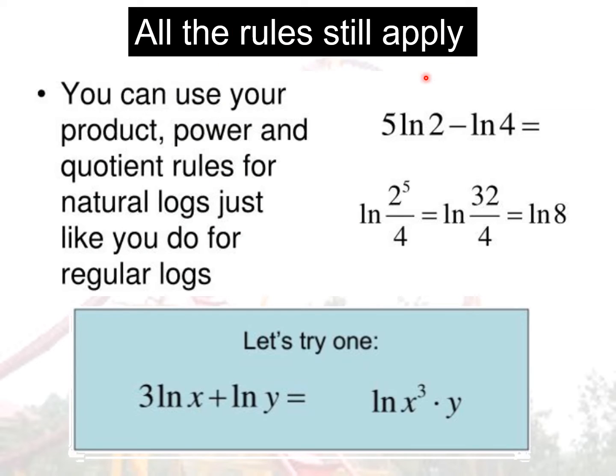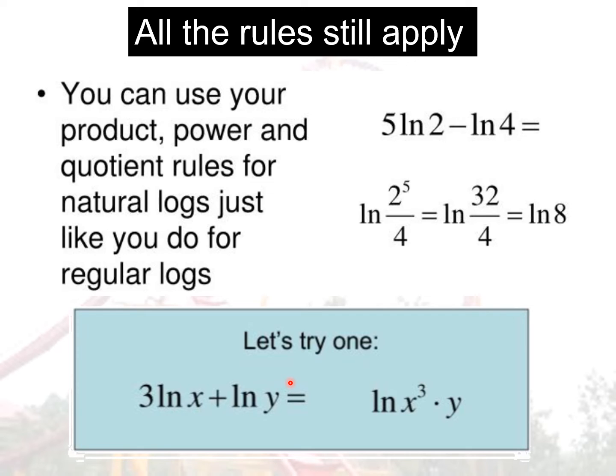All the rules still apply. It means that you can use your product, power, and quotient rules for natural logs, just like you do for common logs or regular logarithms. So suppose we have 5 ln 2 minus ln 4. Your 5 will become your exponent, and since it is subtraction, we are going to divide. So it is equal to ln of 2 to the 5th over 4. Simplifying further, 2 to the 5th is equal to 32, and 32 divided by 4 is 8. So the final answer is ln 8.